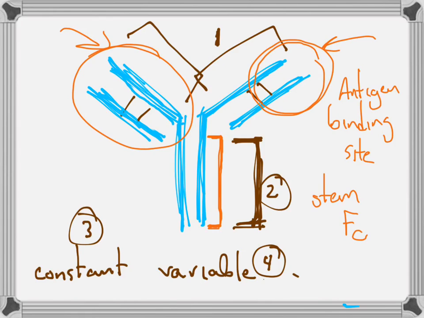The variable regions are going to be those that give diversity to antibodies, and those that help to recognize the hundreds of millions of different potential antigens that could be recognized. And so these antigen binding sites, particularly right at the tips, are where we see the greatest variability in the genome sequence for these different antibodies.